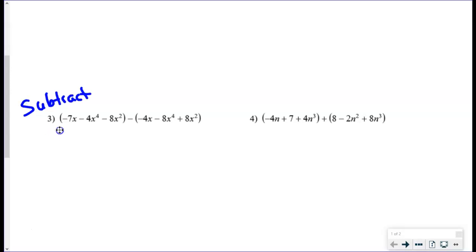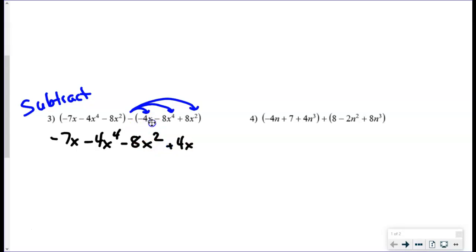So on number 3, for instance, I notice there's a subtraction sign between the two polynomials. I would suggest you distribute the subtraction sign. And then it becomes an addition problem. So you can lose the parentheses completely once you've distributed the negative to the second poly. So this becomes, let's see, that'd be a positive 4x, and then a plus 8x to the fourth, and then a minus 8x squared. So this is where the colors will come in handy.